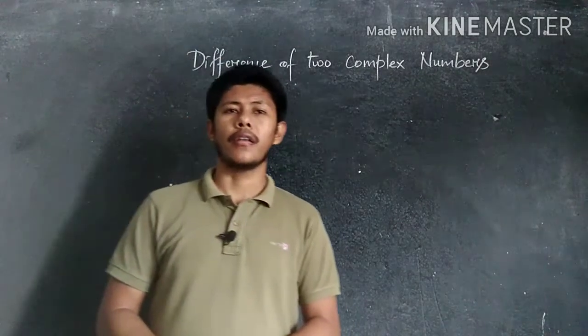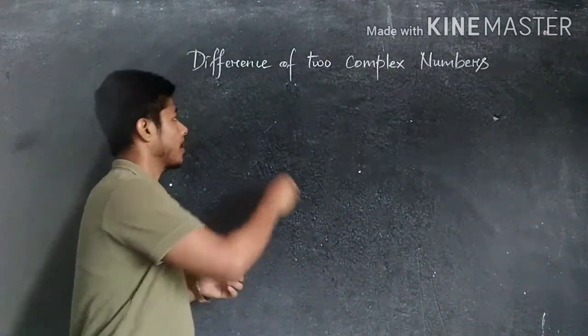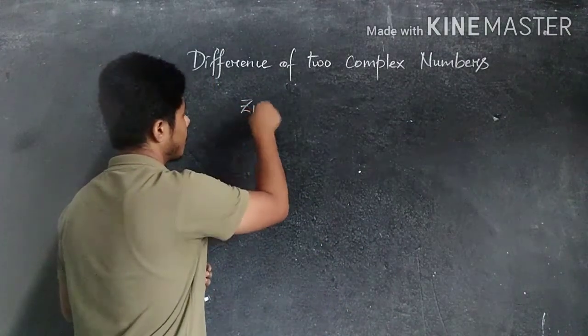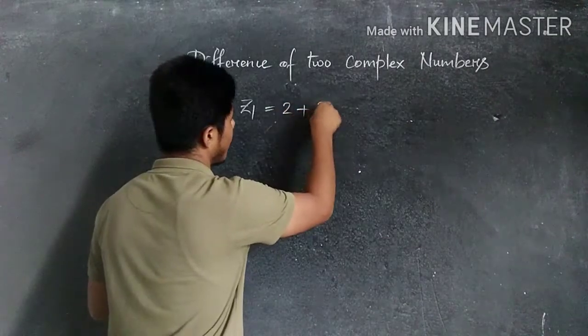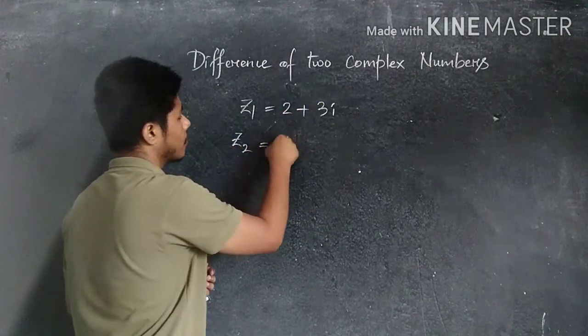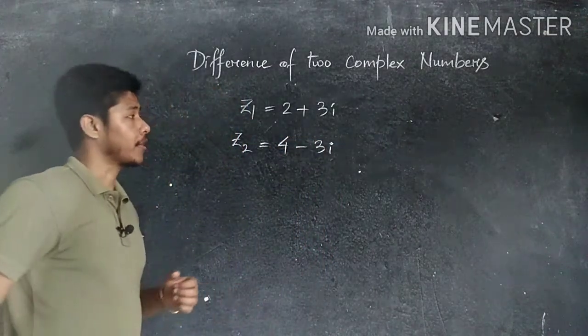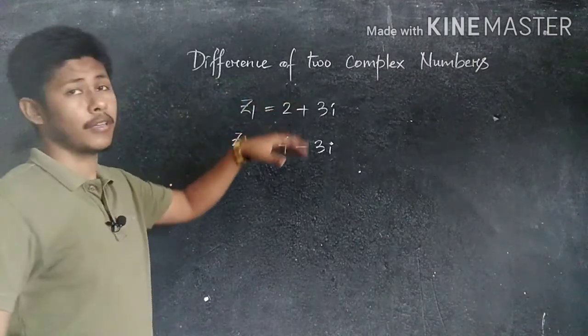So in the difference of two complex numbers, let's consider an example. Suppose a complex number z1 equals 2 plus 3i, and another complex number z2 equals 4 minus 3i. Now we have to subtract these two. Difference means the subtraction.